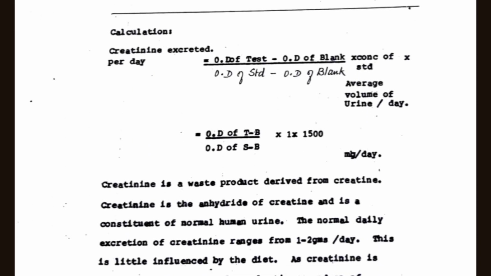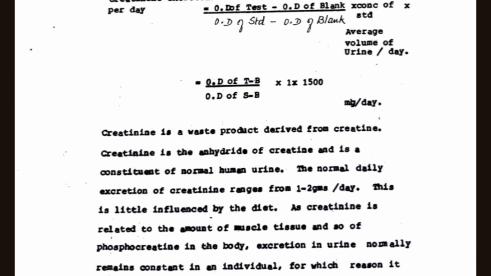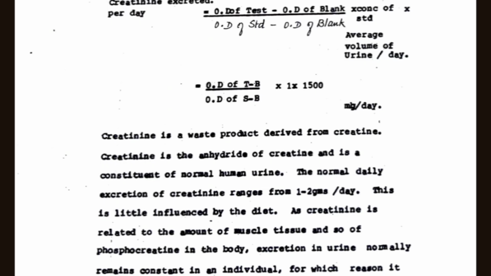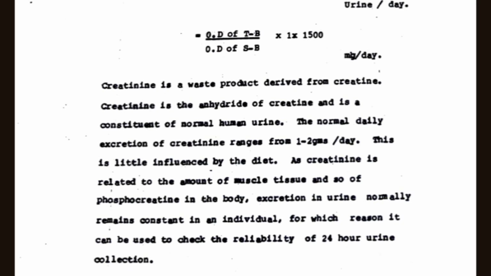Creatinine excreted per day will be OD of test minus OD of blank, divided by OD of standard minus OD of blank, into concentration of standard, into average volume of urine per day. Concentration of standard will be 1, and the average volume of urine per day will be 1500 ml per day. So with this you'll get the value. Units are important, and then you can write the report.